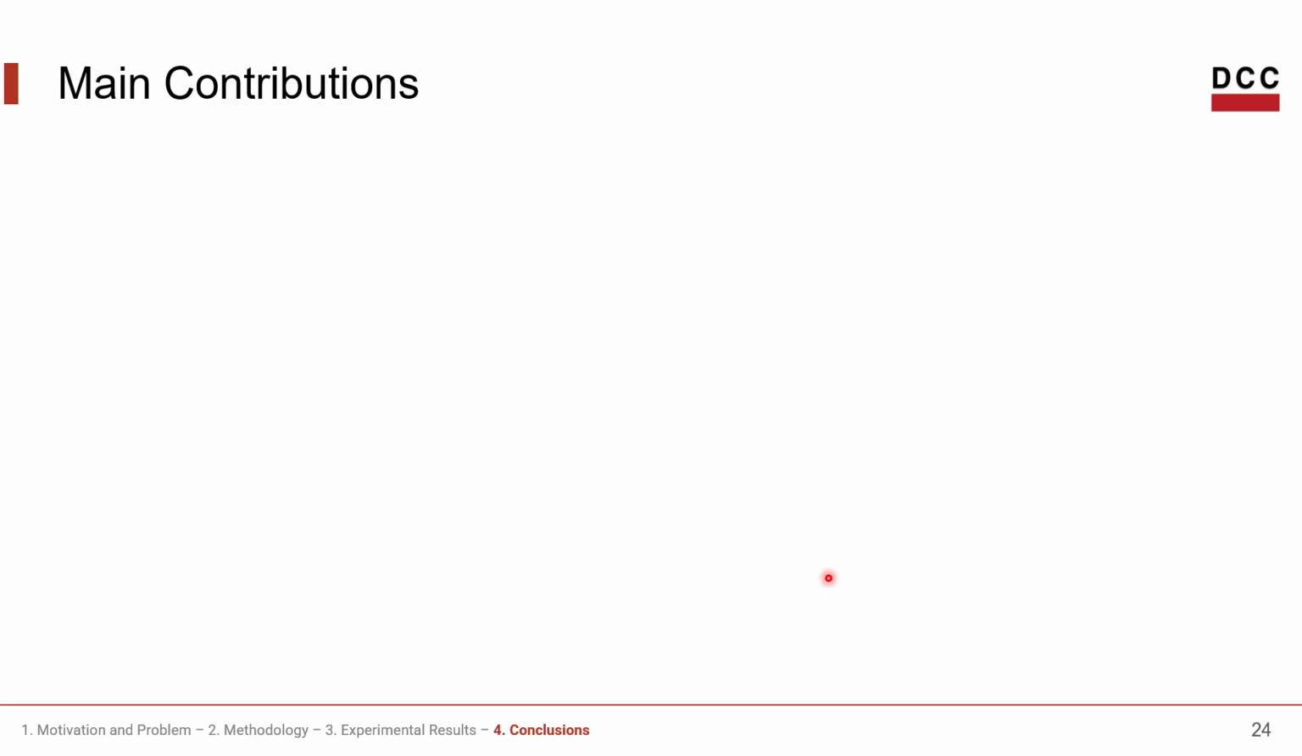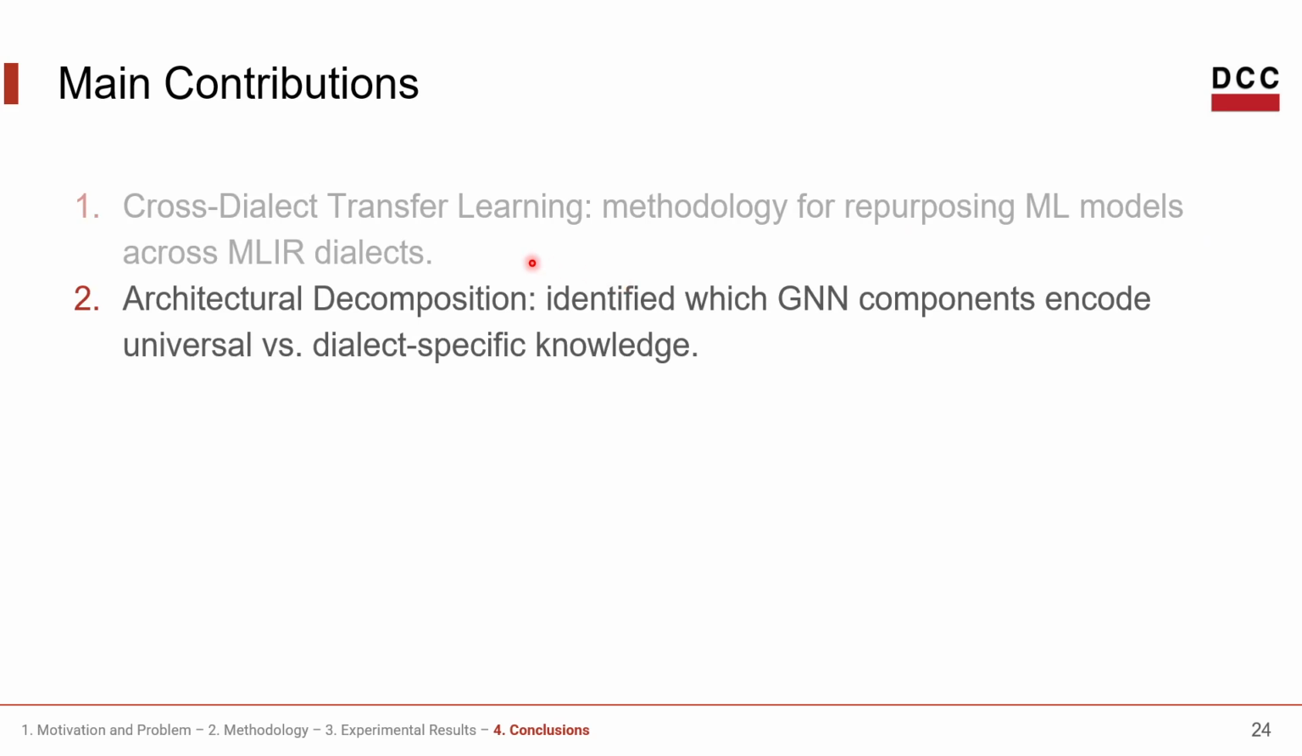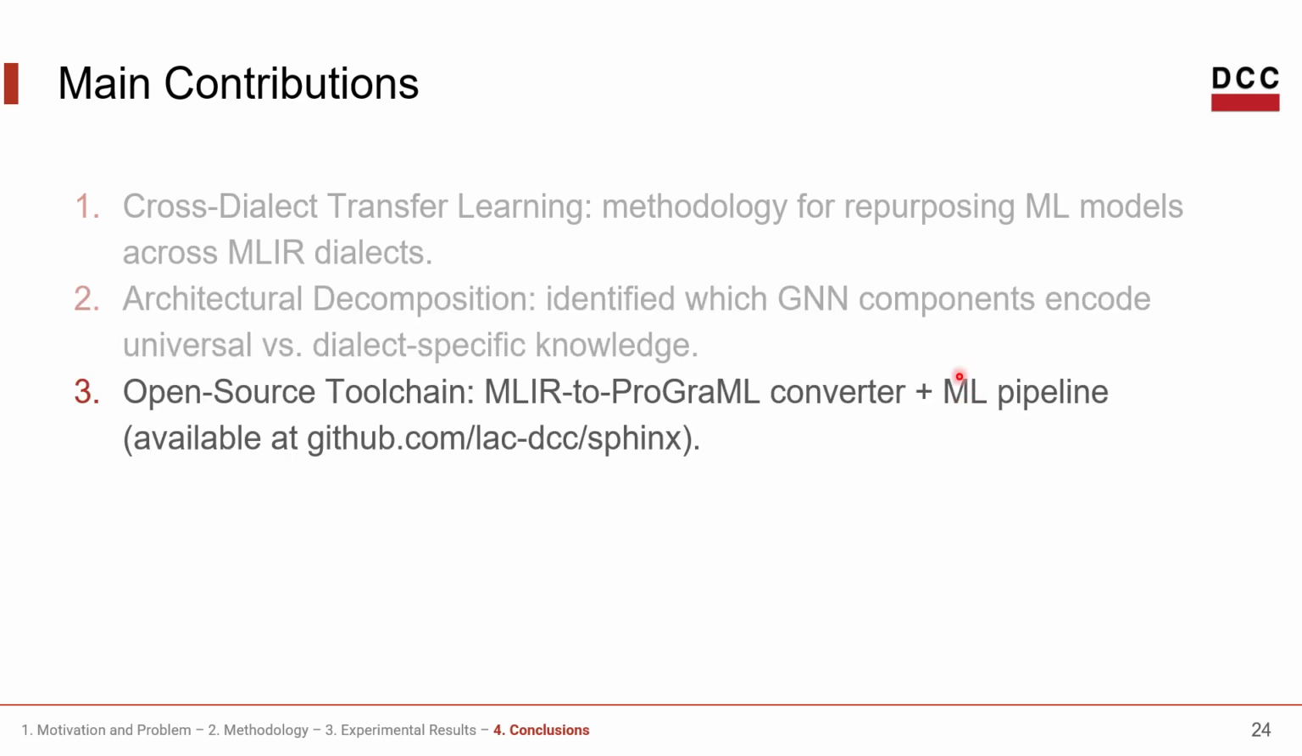And now the main contributions that I think the thesis offers. The first one is the cross-dialect transfer learning pipeline as a whole, the whole methodology for repurposing machine learning models across MLIR dialects. The second one is the architectural decomposition, identifying which GNN components actually encode universal versus dialect-specific knowledge. And third is the tooling, basically the entire open source toolchain, especially the converter that allows you to create ProGraML graphs from MLIR, and the entire machine learning pipeline as well.